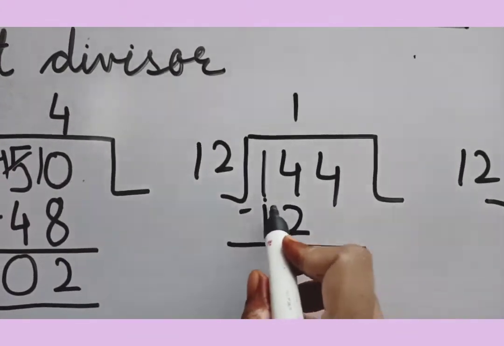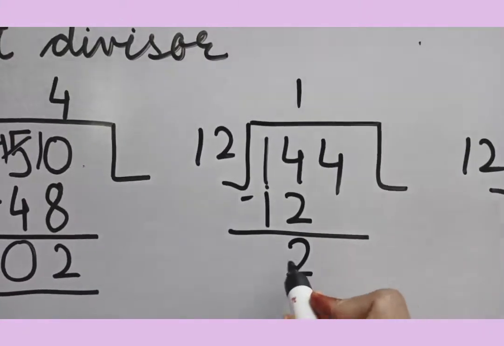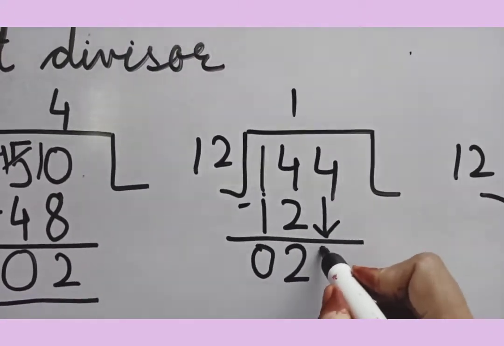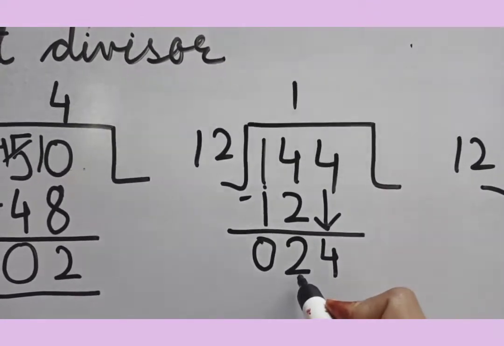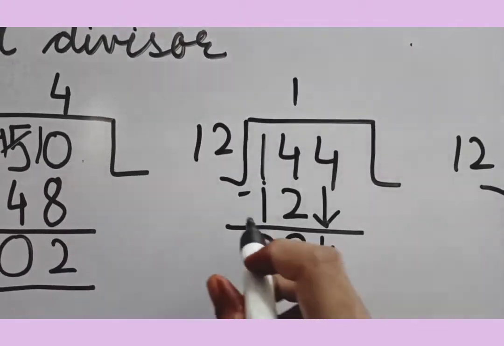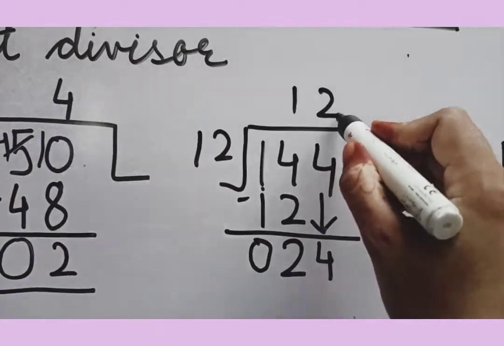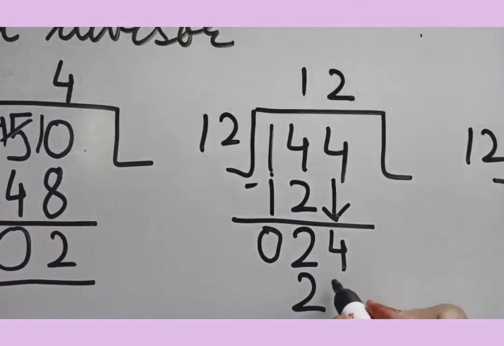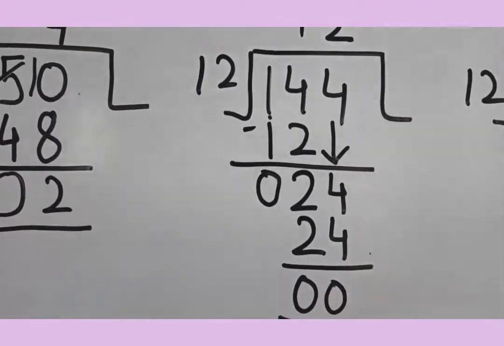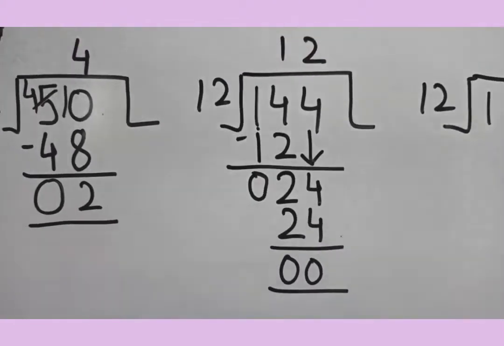And after the subtraction I get the answer 2 and 0. Now bringing this third digit down next to the remainder. When you bring it down, it becomes 24, and 24 comes in 12's table at 2. So it is easily divisible now, and we get the final remainder as 0.